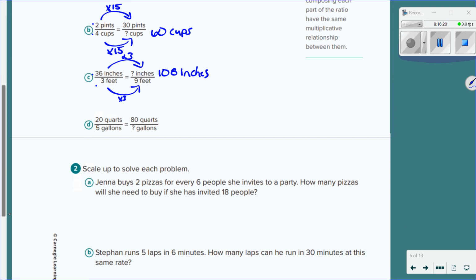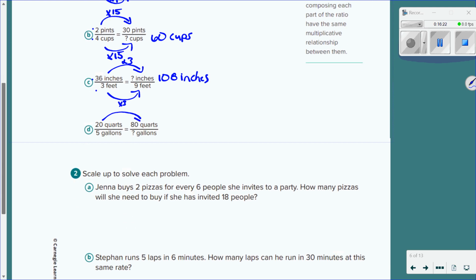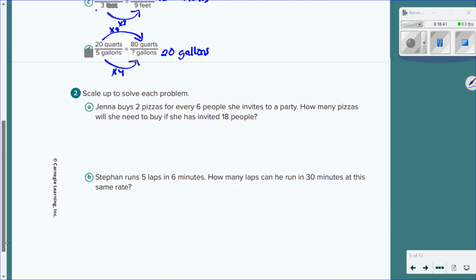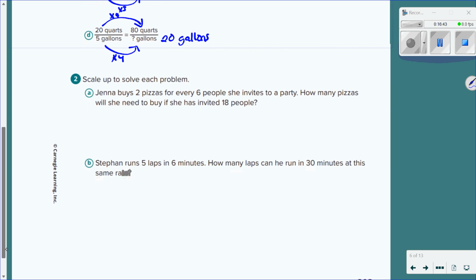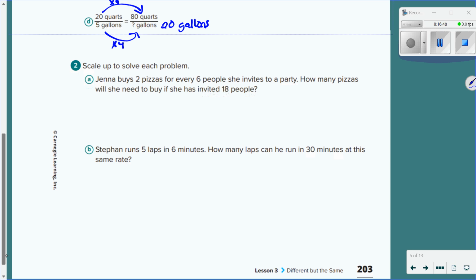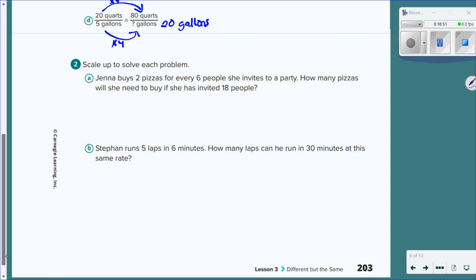And D. We're going from 20 quarts to 80 quarts. What do I do? Times 4. So 5 times 4? 20 gallons. Does everybody understand scaling up, making it bigger? Good. Then I want you to do the 2 real-world problems, A and B. Make sure you mark your text, and make sure you label your numbers. I'm going to give you about 4 minutes to do A and B on number 2. Go for it.